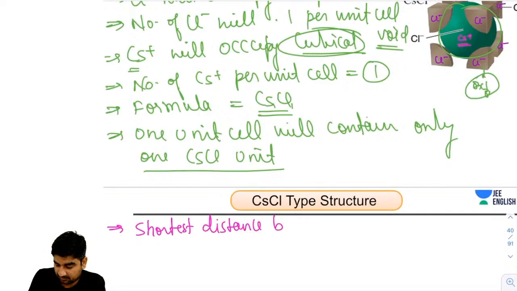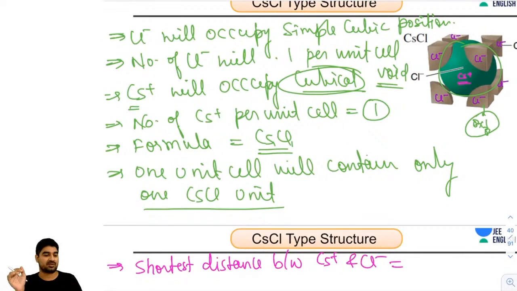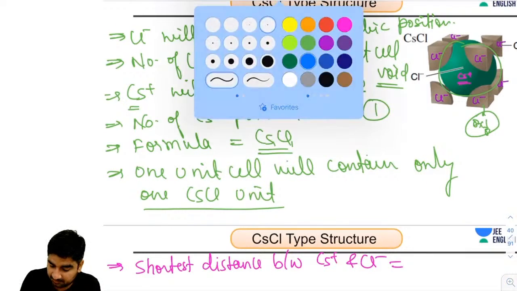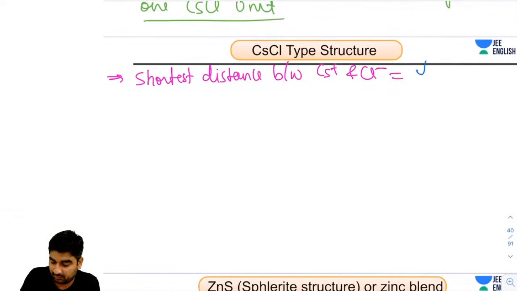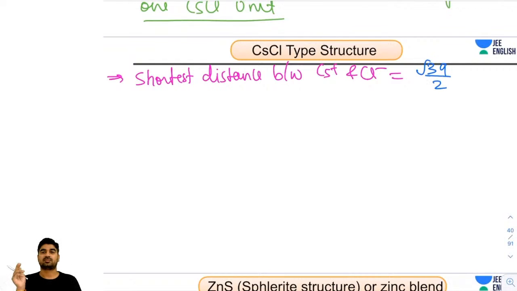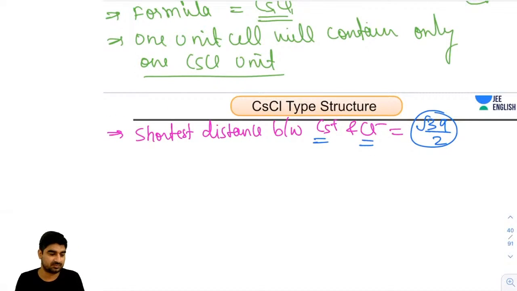And then the shortest distance between cesium and chloride. Tell me, what will be the shortest distance between the center of 1 cesium and 1 chloride? If you are connecting these two corners, this is the body diagonal, the whole length will be root 3a, and from here to here it will be root 3a by 2. Note it down. So the shortest distance between cesium and chloride will be root 3a by 2. Done?